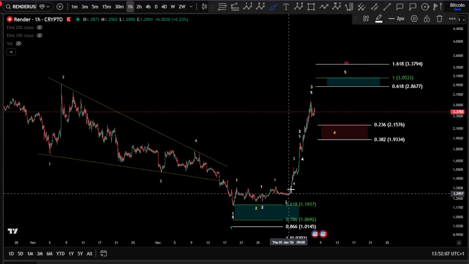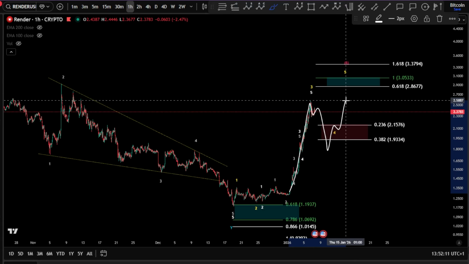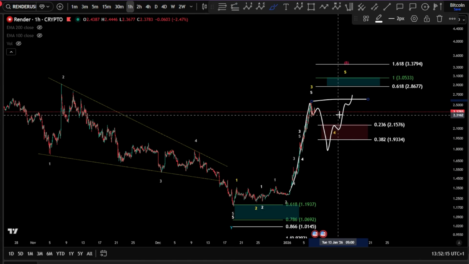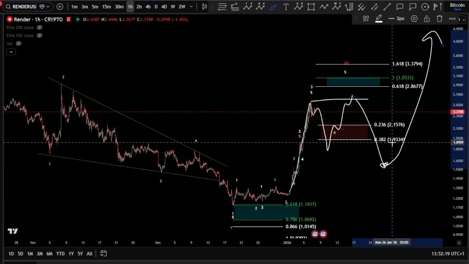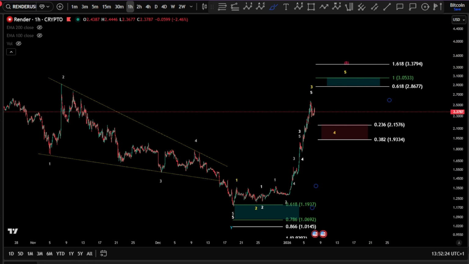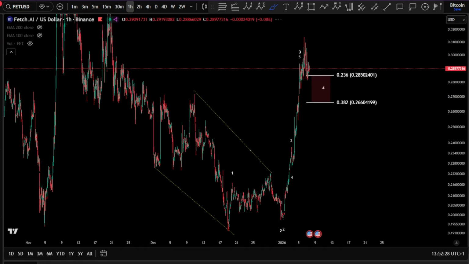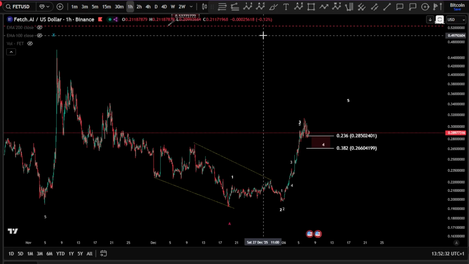Don't forget, when you get a very massive wave 3, the wave 4 might be very deep and the wave 5 might be short, meaning it is very likely as well to simply take the high here before pushing low for a wave 2, and then continuation in a full impulse toward the upside again. Yep, so this is regarding Render. Let's see the next one, which is FET here.